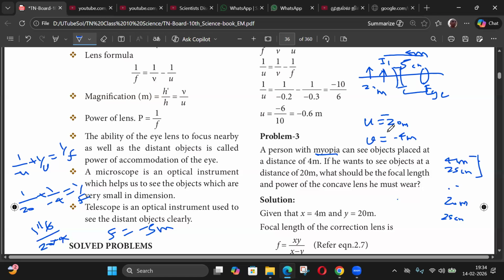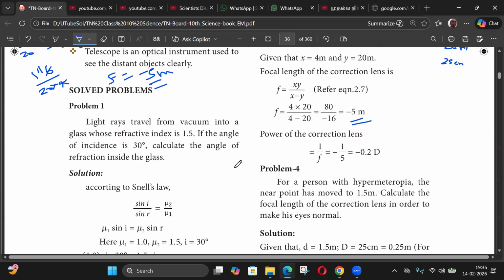So for this specs, U is 20, V is 4, both on the left side, so it should be minus. Focal length for concave lenses is on the left side only, so it's negative. That's why it's minus 4. Because for a concave lens, if you send a parallel beam of light, it will diverge, so the focus is on the left side. So focal length is negative for a concave lens.